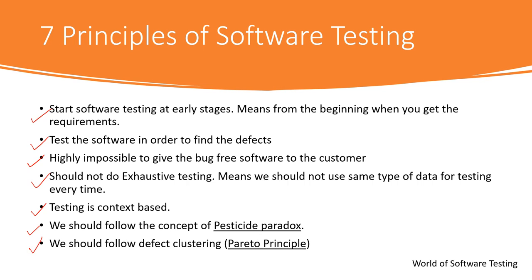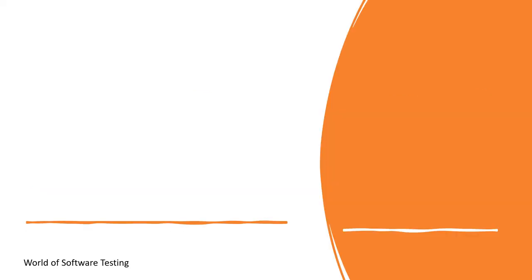So these are the 7 principles of software testing. The first one is to start software testing at the early stages, meaning from the beginning when you get the requirements. The second is to test the software in order to find defects. The third is that it is highly impossible to give bug-free software to the customer. The fourth is that we should not do exhaustive testing, meaning we should not use the same type of data for testing every time. Next is that testing is context based, and we should follow the concept of pesticide paradox. And the last one is that we should follow defect clustering, that is the Pareto principle. So these are the 7 principles of software testing.